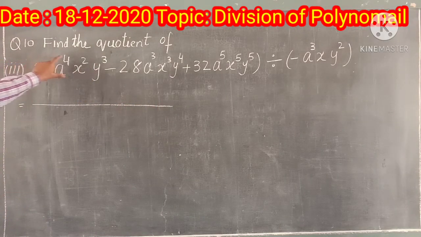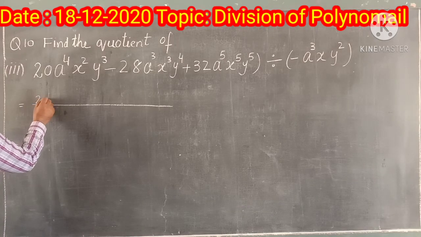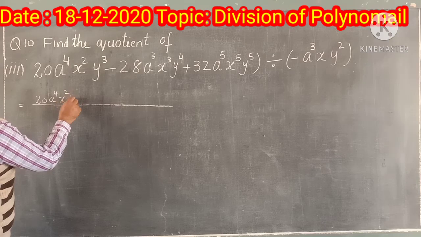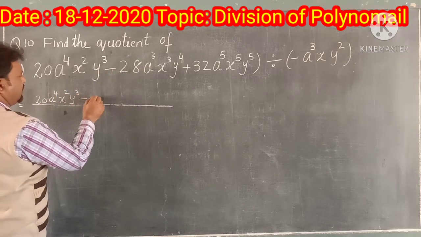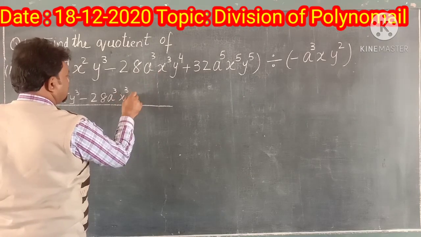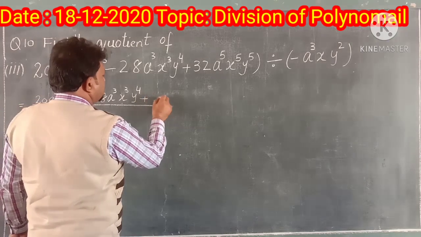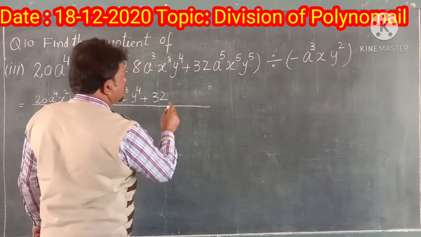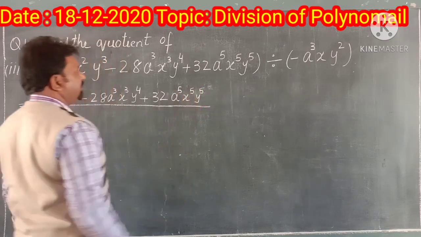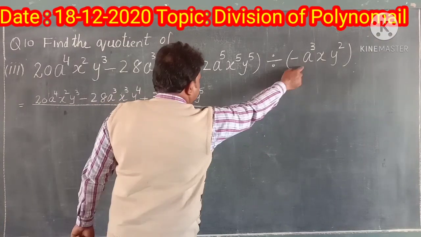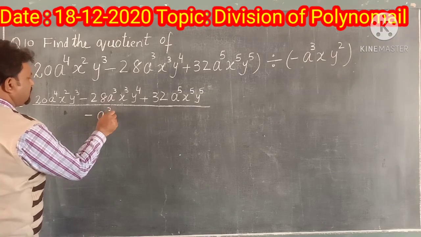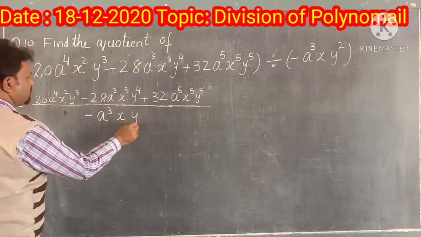First we will write the algebraic expression, that is 20a^4 x^2 y^3 minus 28a^3 x^3 y^4 plus 32a^5 x^5 y^5, and then we will write this term as a denominator: minus a^3 x y^2.